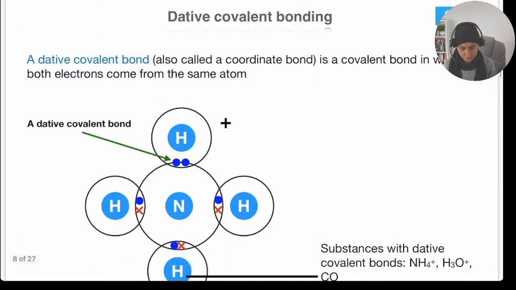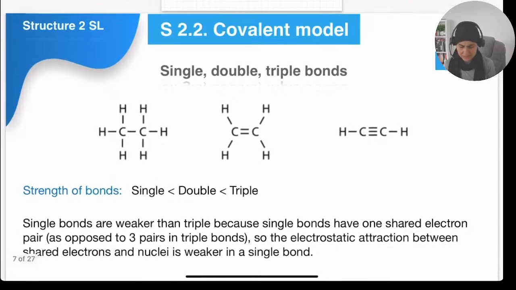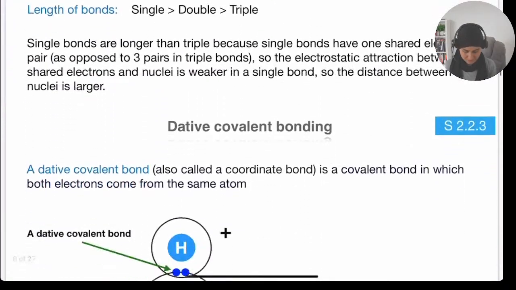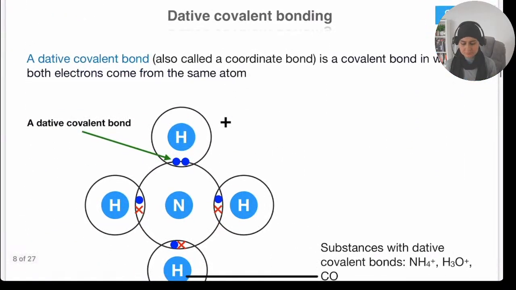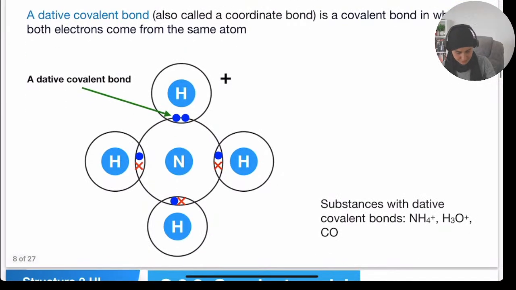Next, structure 2.2.3. That's actually all SL, yeah? It's still SL content. A dative covalent bond or coordinate bond. It is a covalent bond in which both electrons come from the same atom. And let me explain this. So let's say you have NH3. Yeah, let's put NH3 as an example.